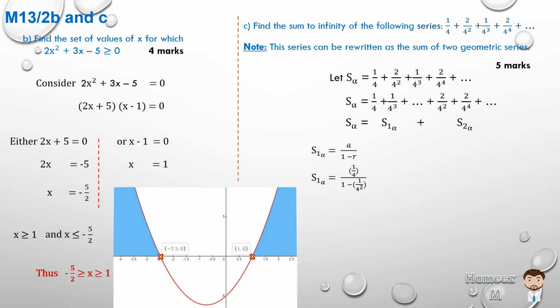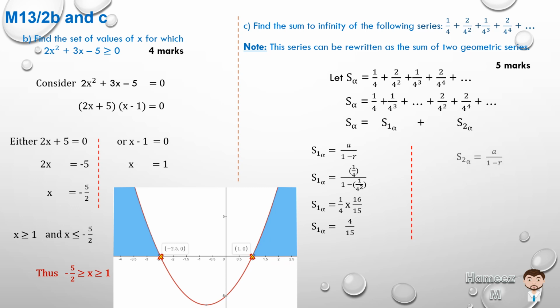And of course the denominator works out to be 15 over 16. You can use a calculator to work it out. So if we're dividing fractions, it'll be 1 over 4 multiplied by 16 over 15, the reciprocal, which works out to be 4 over 15. So the sum to infinity of the first series is 4 over 15.